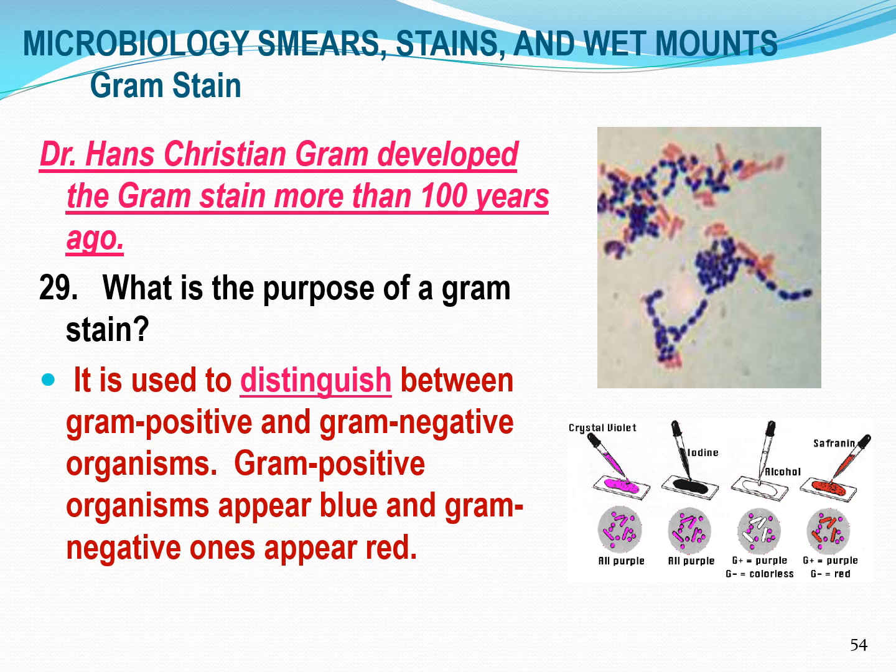So Dr. Hans Christian Gram developed the Gram stain more than 100 years ago. The purpose of the Gram stain is to distinguish between Gram-positive and Gram-negative organisms. Gram-positive organisms appear blue and Gram-negative ones appear red, okay? And you see that in that picture up there at the top. So you put both stains on there and then they take on the stain depending on whether they're Gram-negative or Gram-positive.